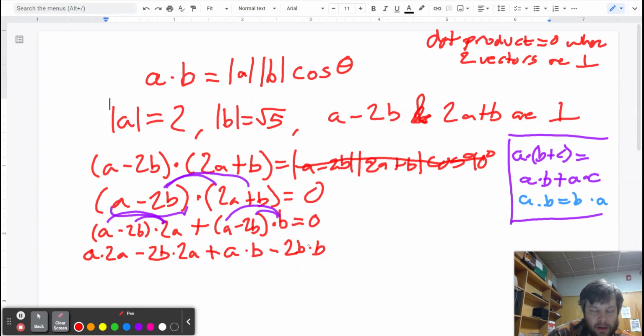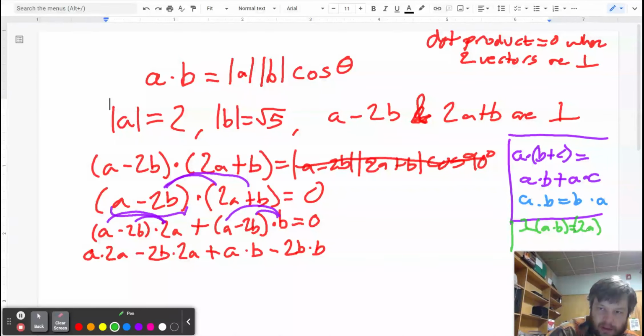Now another property of the dot product is that if you do any scalar times the dot product, you can distribute the scalar to either piece. And if you do the dot product of a vector with itself, it's just going to be the magnitude of that vector squared. So we're going to use those properties here a couple different times. Here I have a dot of a vector with itself. Here I have a dot of a vector with itself.